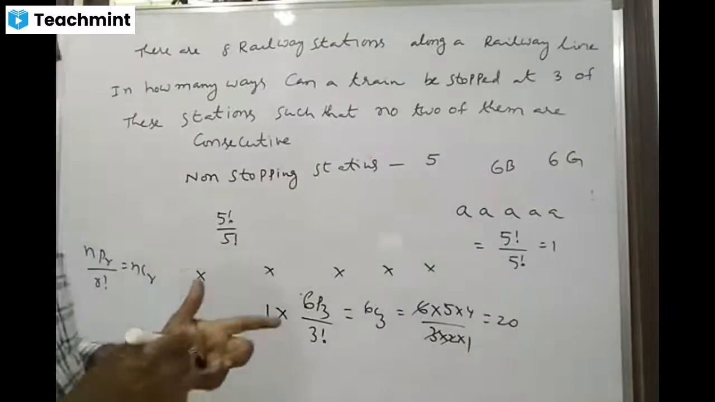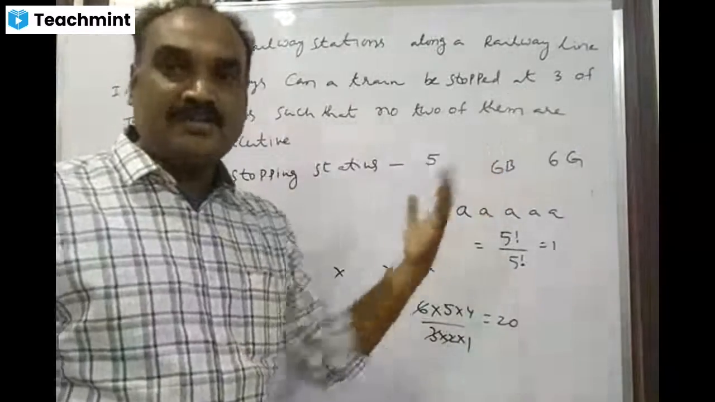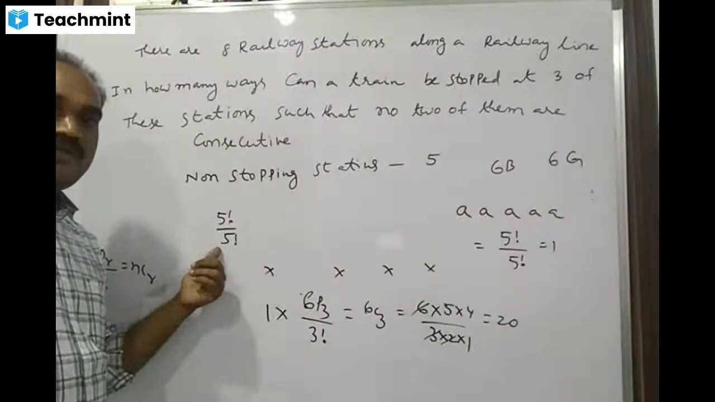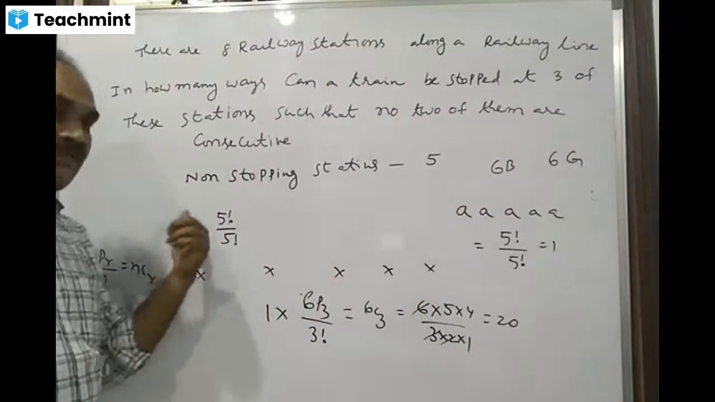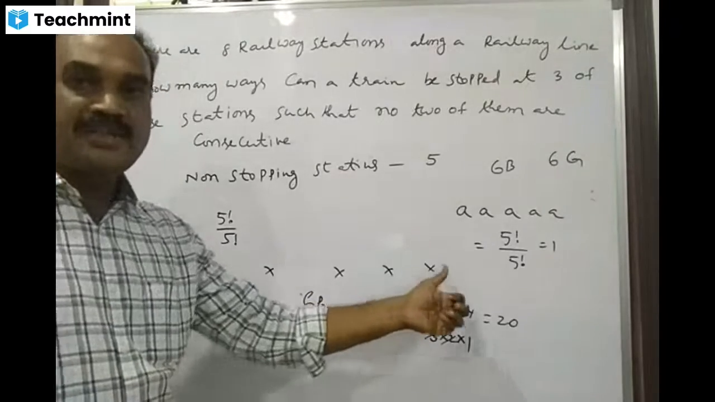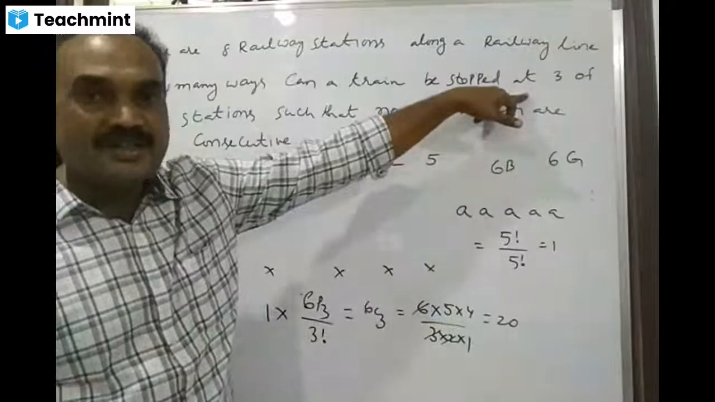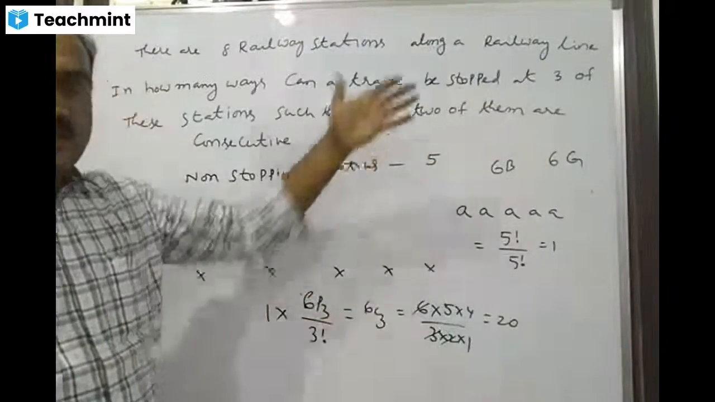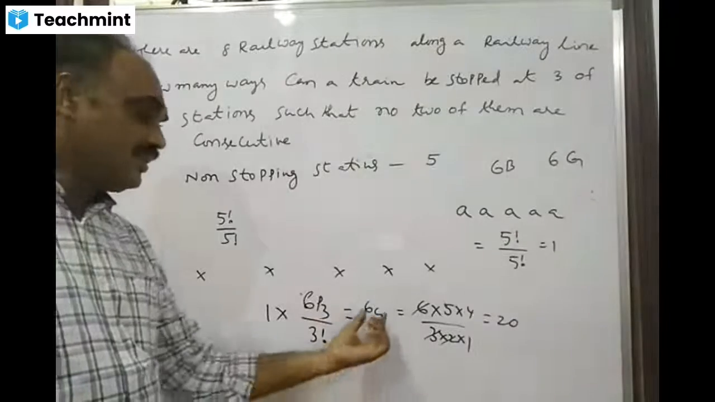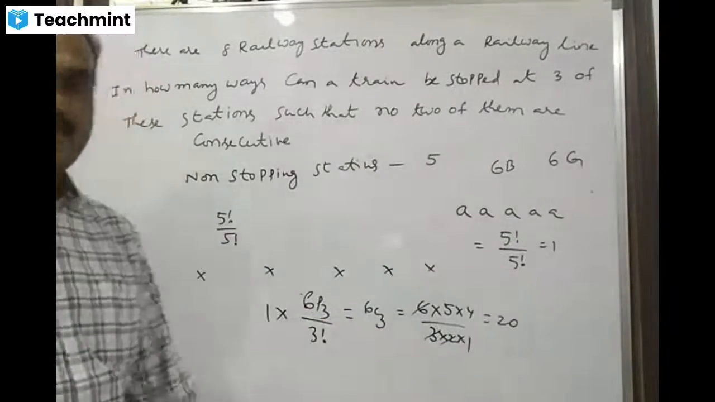Friends, first arrange 5 non-stopping stations. Stations are all similar, so 5 stations can be arranged in 5 factorial by 5 factorial, only one way. First arrange 5 non-stopping stations. How many gaps here? 6 gaps. In 6 gaps, the train stops at 3 stations. 6P3, and the 3 stations are similar, so 6P3 by 3 factorial. That is equal to 6C3, which is 20. Answer 20.